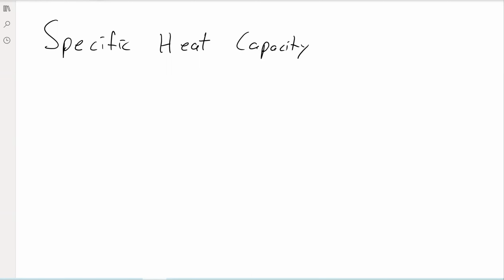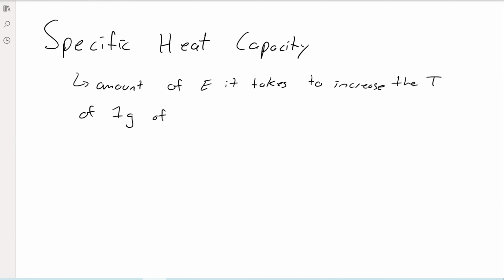All right, so the next topic to discuss is specific heat capacity. Specific heat capacity is the amount of energy it takes to increase the temperature of 1 gram of material by 1 degree Celsius or 1 Kelvin, right? Since it's a difference, since we're changing it, the Celsius and the Kelvin are interchangeable, right?